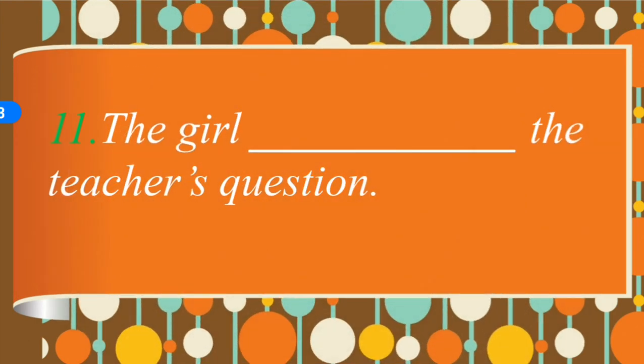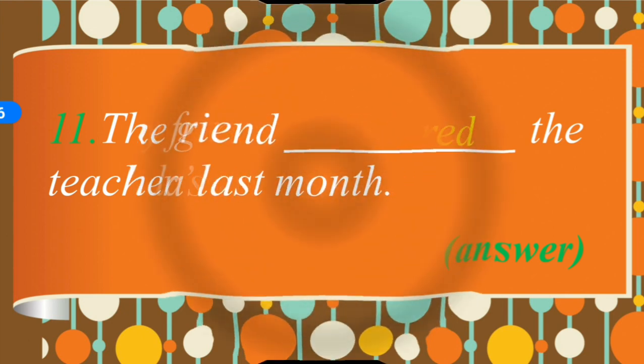The girl dashed the teacher's question. Answer. What is the past form of answer? Very good. Answered. The girl answered the teacher's question.